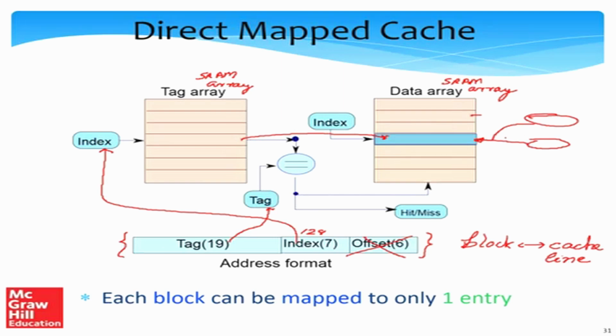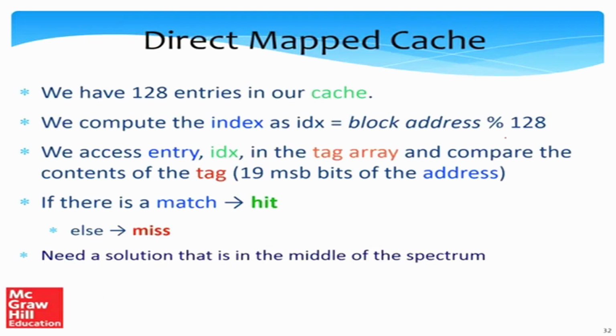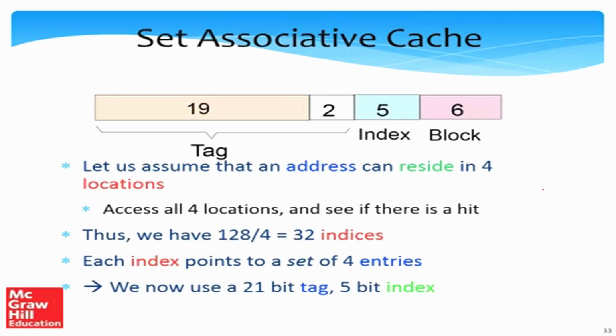So let us now look at something which is in the middle. This slide I'm not going through because we have just discussed the operation of direct mapped cache in the previous slide. So without any further discussion, I'll just move to the next slide, which talks about an intermediate solution called a set associative cache.